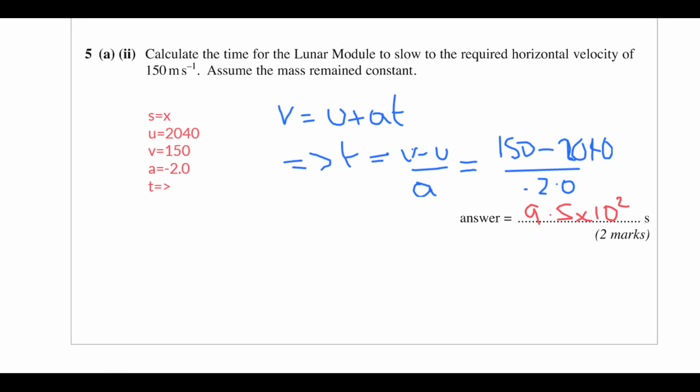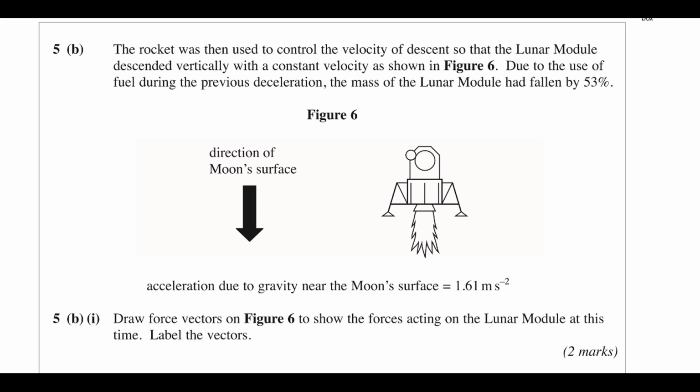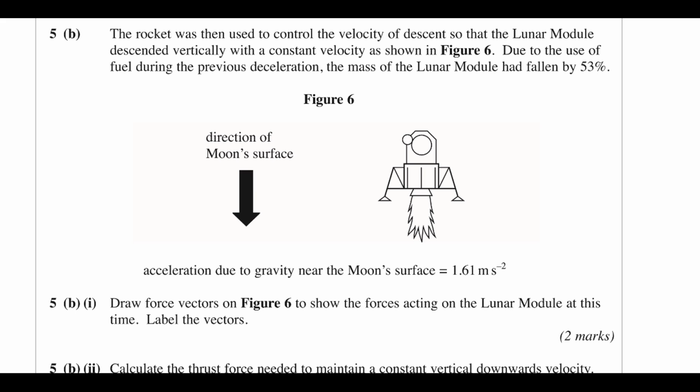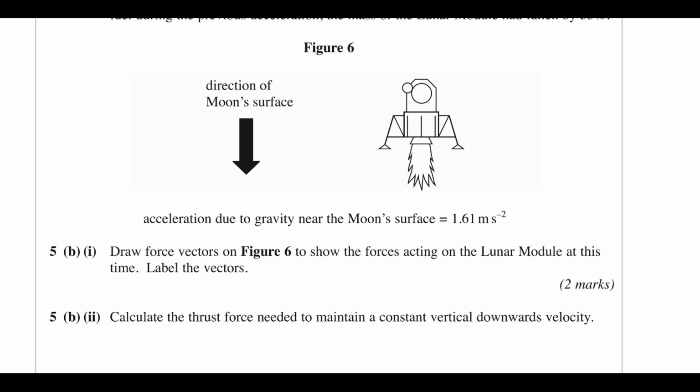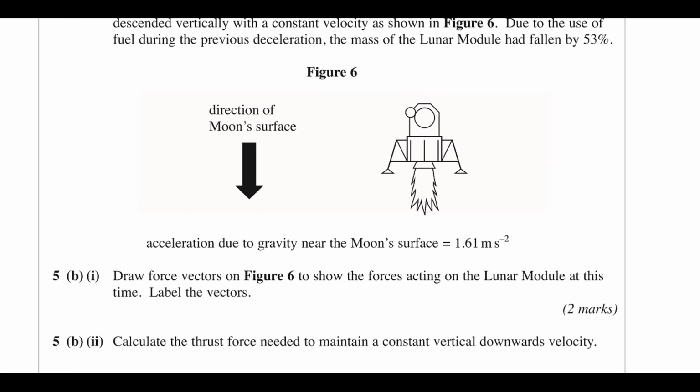Okay, so let's carry on. Once we've slowed down, the rocket was then used to control the velocity of descent. So it descended with constant velocity, or acceleration of 0, or resultant force of 0. Due to the use of fuel during the previous deceleration, the mass has fallen by 53%. And the acceleration due to gravity is 1.61 meters per second squared. Draw force vectors to show the forces acting on the lunar module at this time and label them.